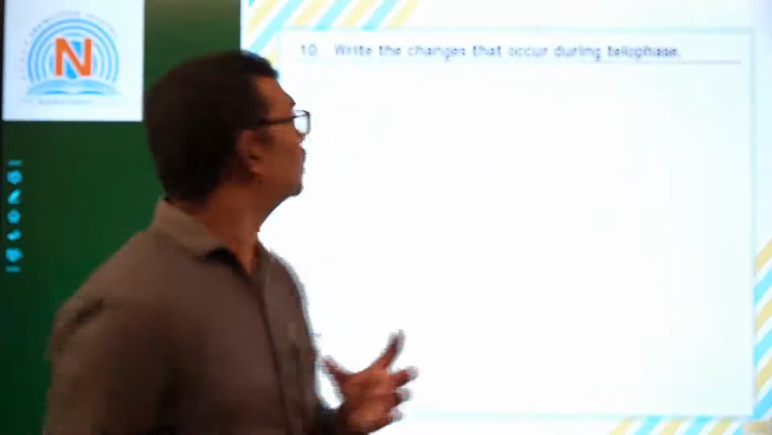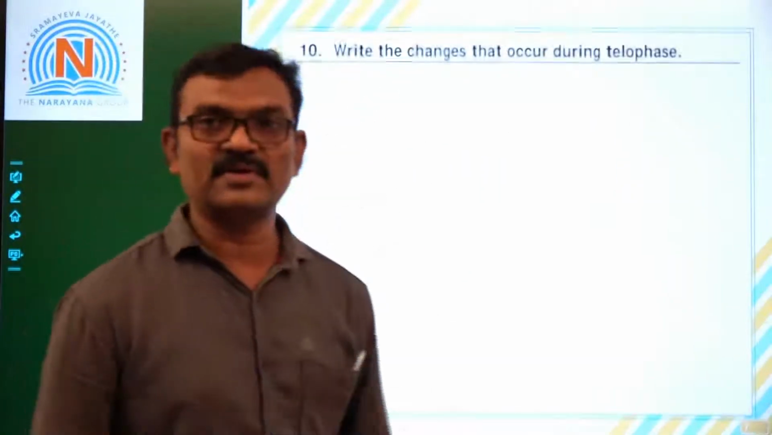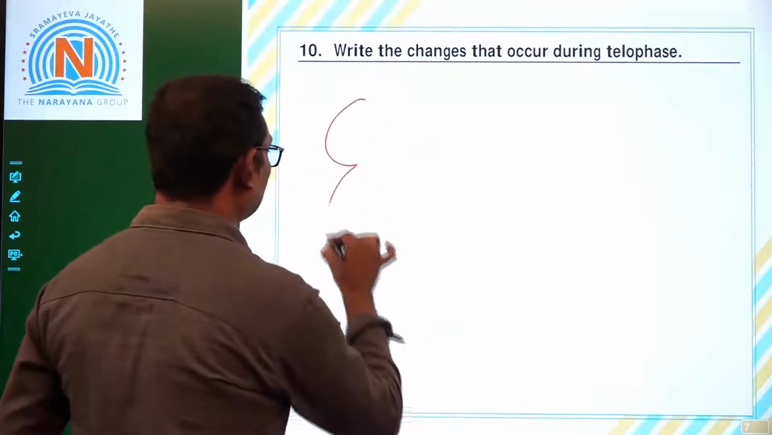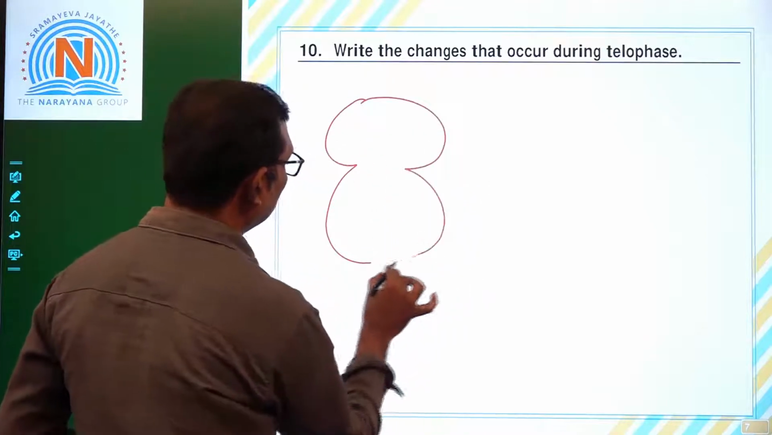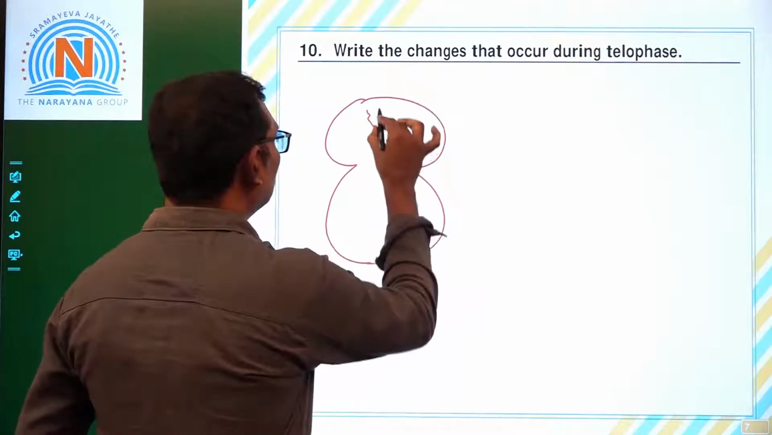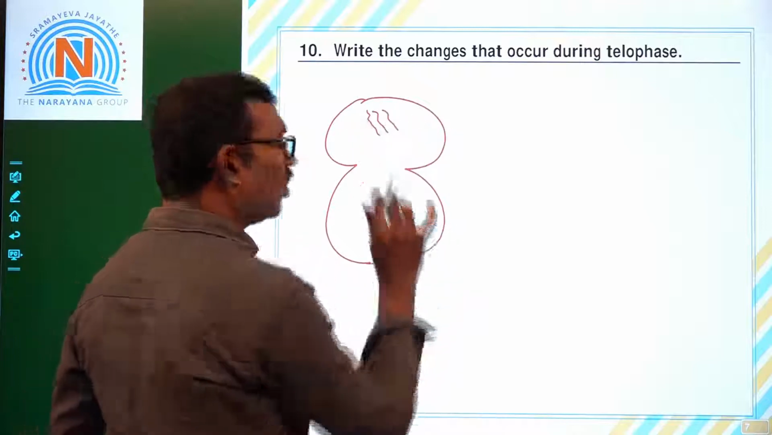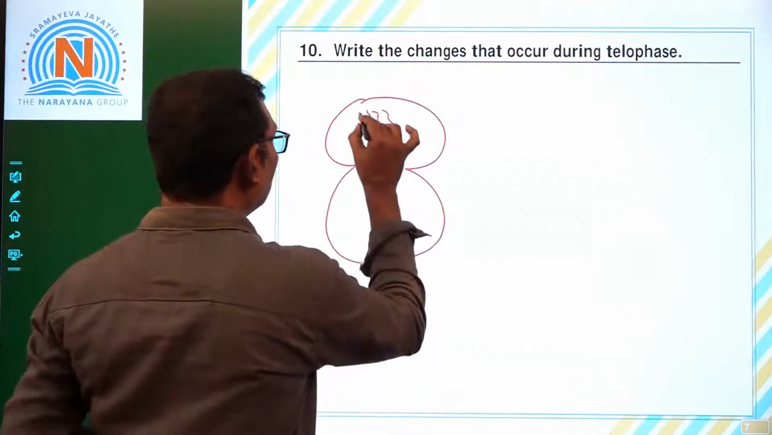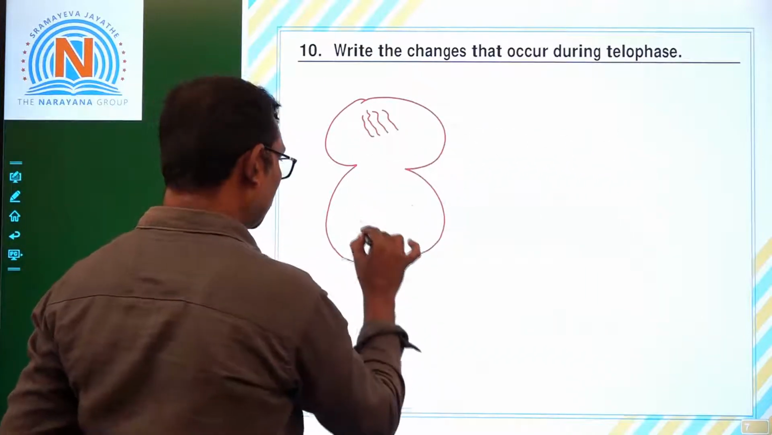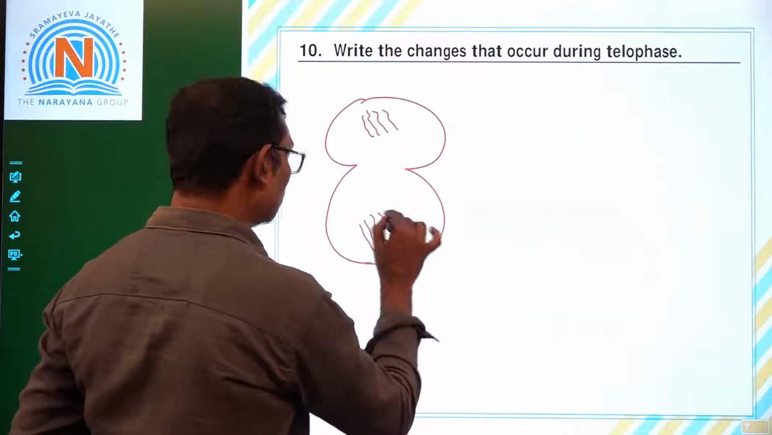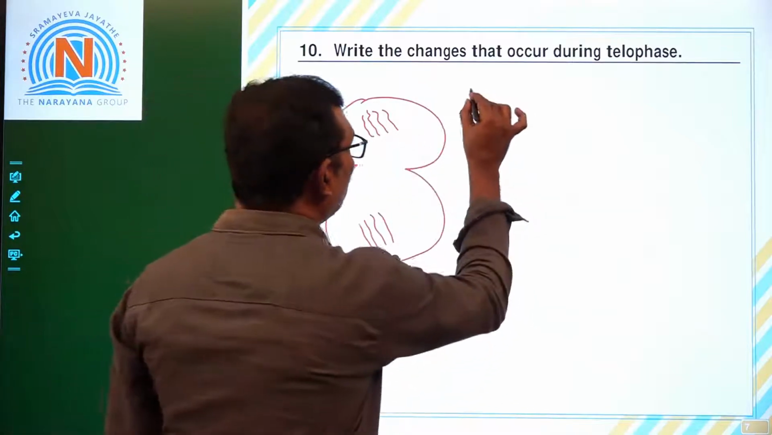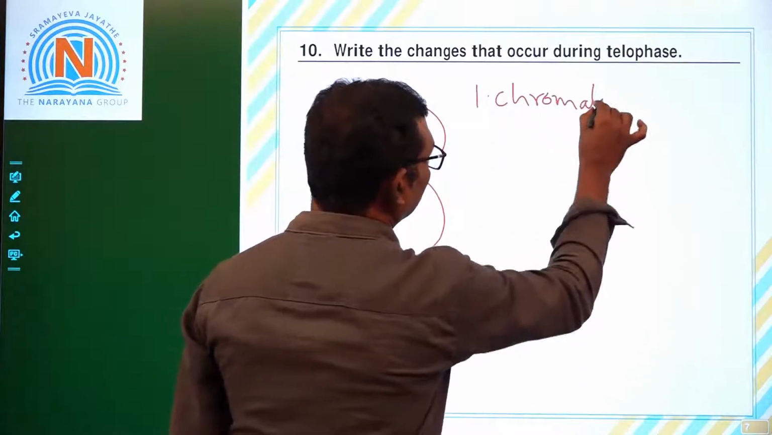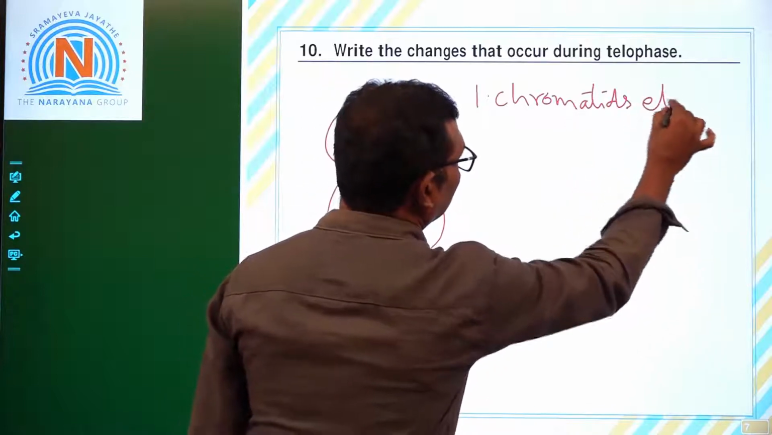Now let us see the last question. Write the changes that occur during telophase. What will happen during telophase? I will explain it by a diagram. So this is telophase. During telophase, chromatids of the chromosome extend. That means they elongate and become invisible. First point, chromatids elongate.